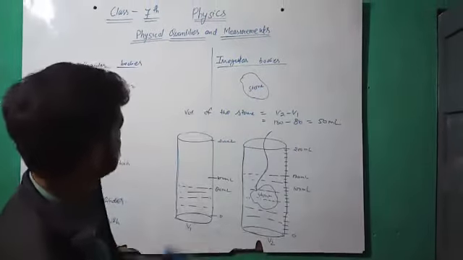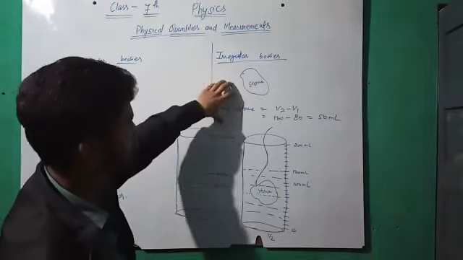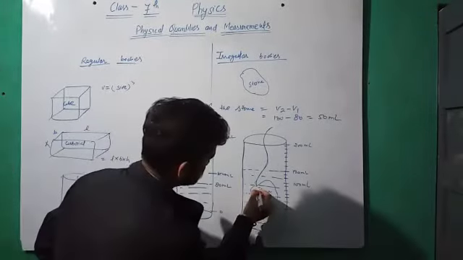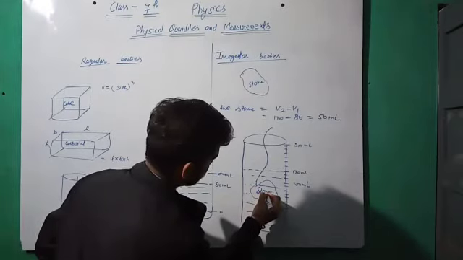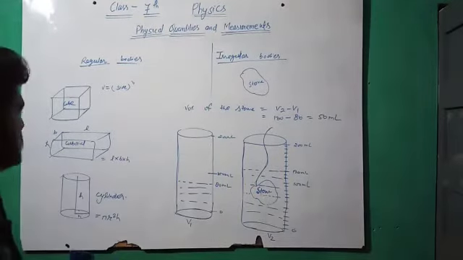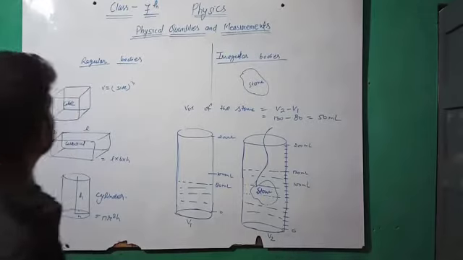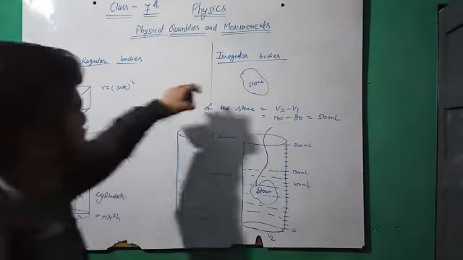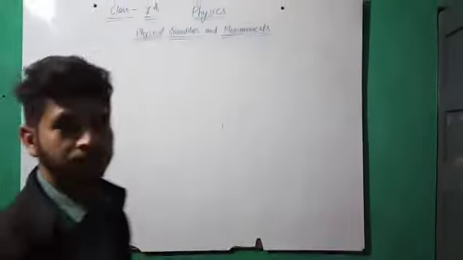So this is the way we can find the volume of irregular bodies. Students, please read activity 1 and 2 by yourself. These two are very simple activities. So these are the ways we can find the volume of regular bodies and irregular bodies.